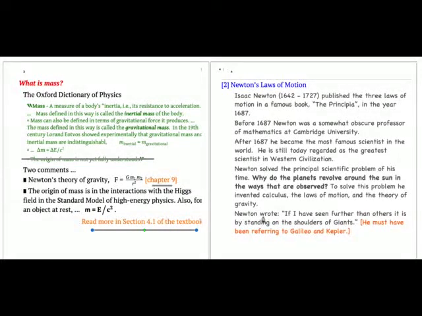Newton wrote, toward the end of his life, "If I have seen further than others, it is by standing on the shoulders of giants." And he must have been referring to Galileo and Kepler, because he was using their observations, and seeing further means understanding why those observations, what explains those observations.